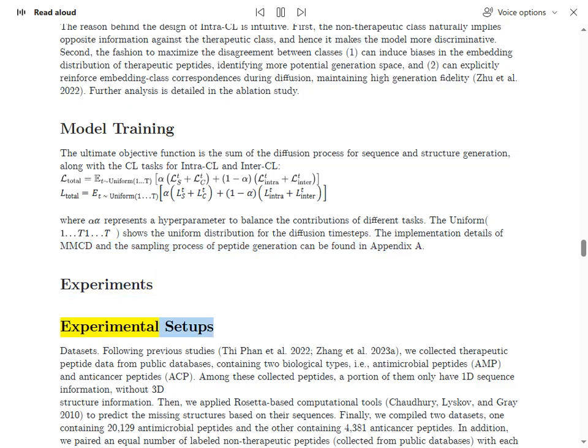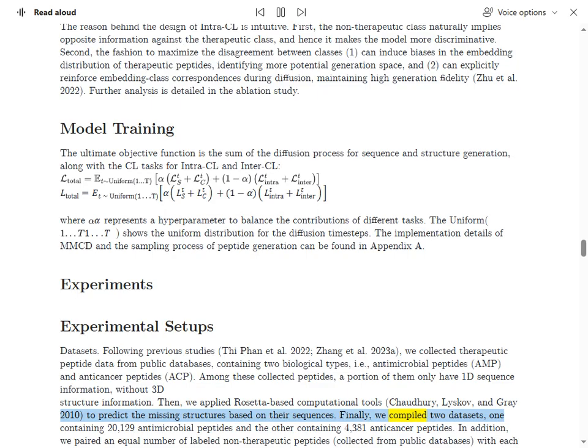Experiments. Experimental setups. Datasets. Following previous studies, Tan et al. 2022, Zhang et al. 2023a, we collected therapeutic peptide data from public databases containing two biological types, i.e., antimicrobial peptides (AMP) and anticancer peptides (ACP). Among these collected peptides, a portion of them only have 1D sequence information without 3D structure information. Then, we applied Rosetta-based computational tools, Chaudhury, Lyskov, and Gray 2010, to predict the missing structures based on their sequences.